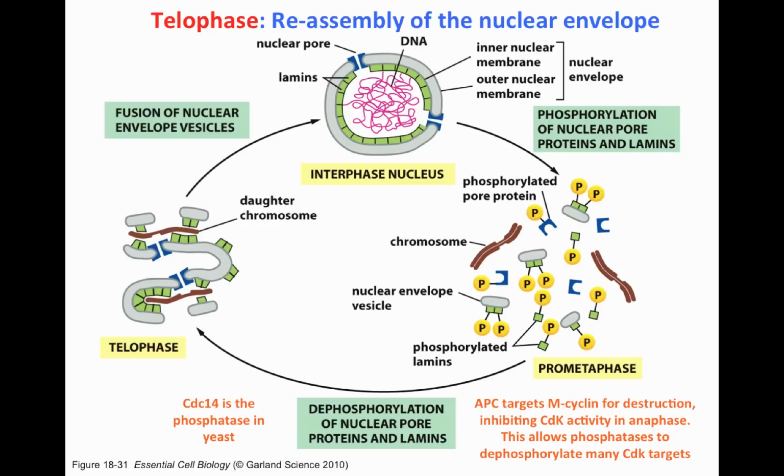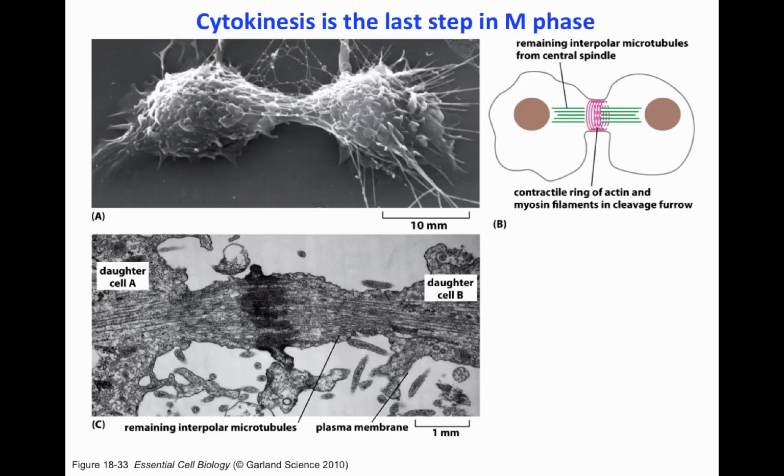Eventually, those vesicles containing membrane bound to the nuclear lamins are going to fuse, creating an envelope that eventually completely reforms the nucleus. At the end of telophase, what we have is the beginning of cytokinesis. As this image is showing you at the top, you can appreciate that the two cells are beginning to separate from one another, and that you have the formation of a cleavage furrow between the two of them.